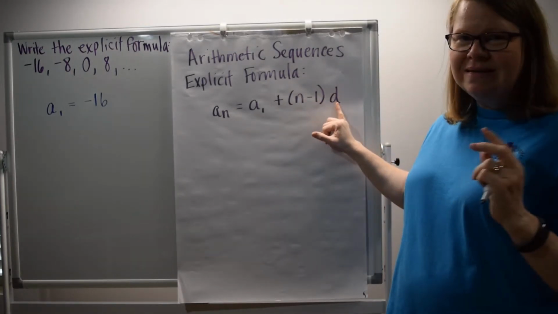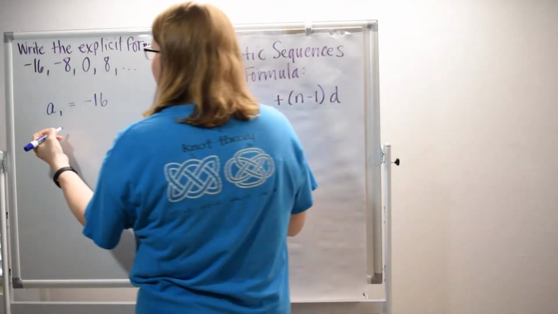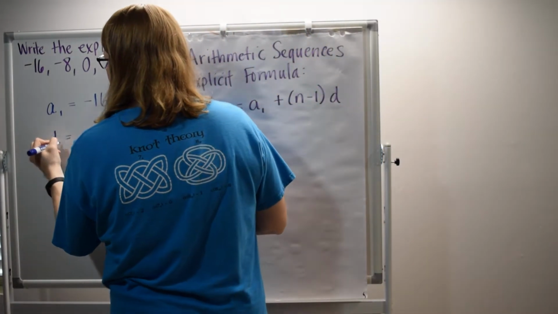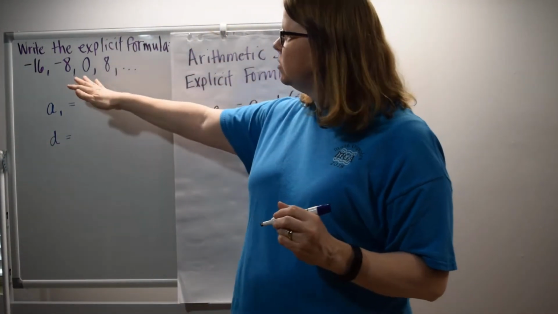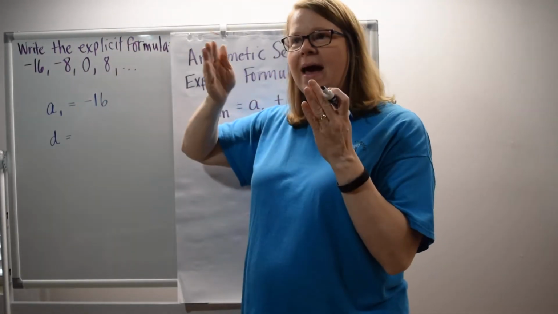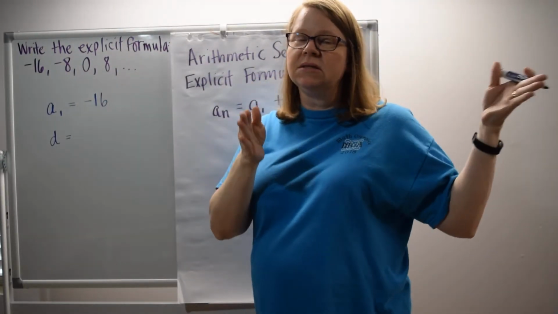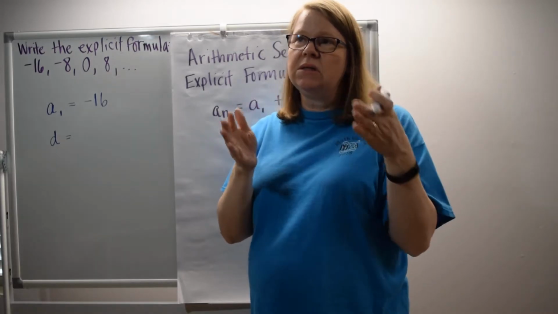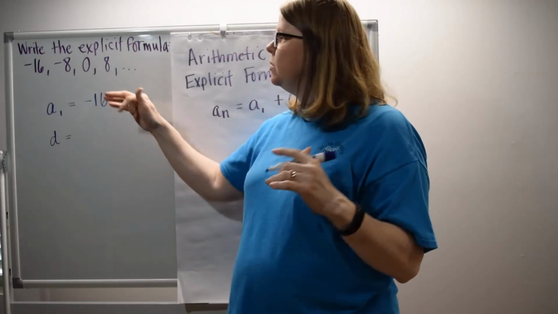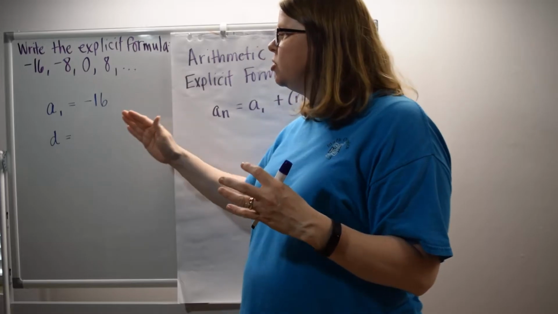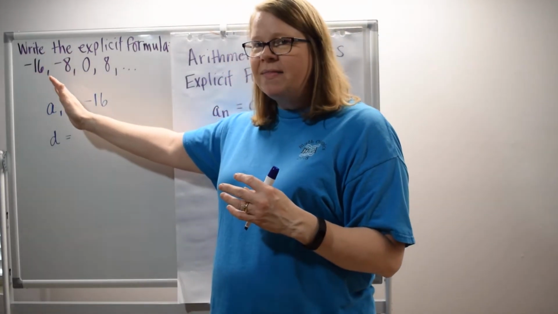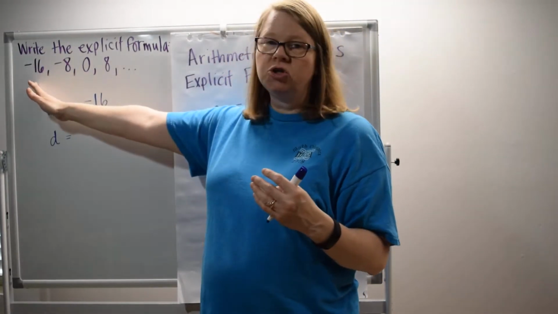And then d. D is the difference. So d means what's the difference between the terms here? What's happening from one term to the next? It's going to be the same every time because it's a sequence, and that's part of the definition of a sequence. So what you're going to do is subtract to find that. So you'll subtract the second term minus the first term.